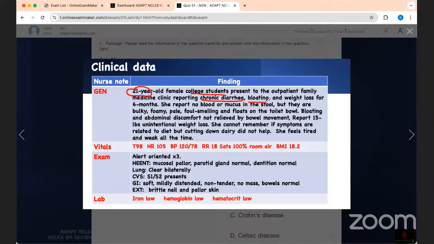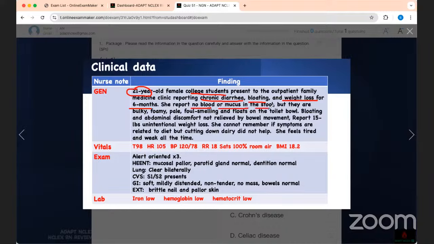Bloating. Does that make sense? You see, I'm connecting the dots, right? Weight loss. Why does the patient have weight loss and bloating? Because it's related to what? Diarrhea. This has been going on for 6 months. That's why she came into the outpatient clinic, right? She reports, keyword, no blood or mucus in the stool.